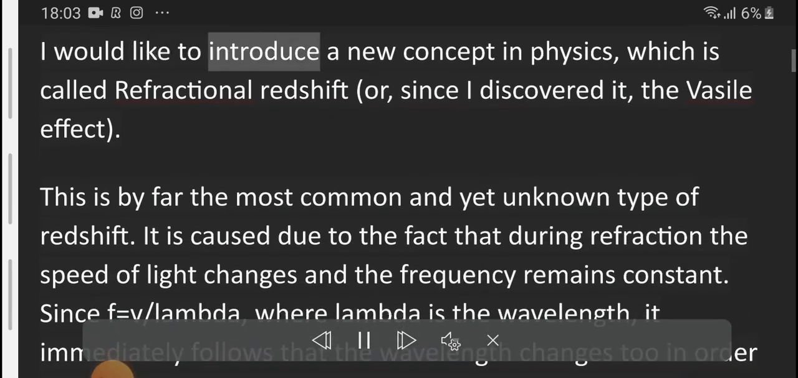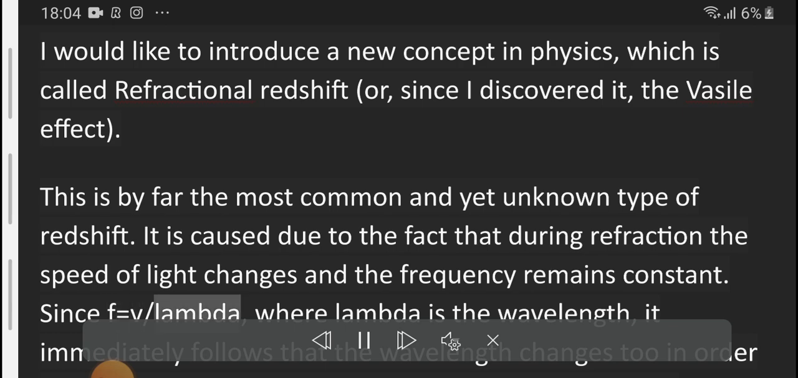I would like to introduce a new concept in physics, which is called refractional redshift, or, since I discovered it, the Vossile effect. This is by far the most common and yet unknown type of redshift. It is caused due to the fact that during refraction the speed of light changes and the frequency remains constant.